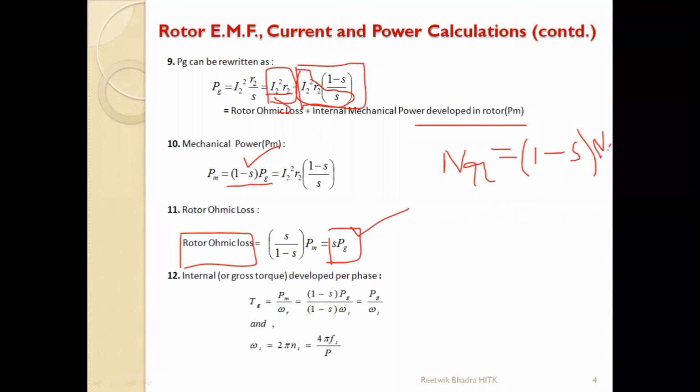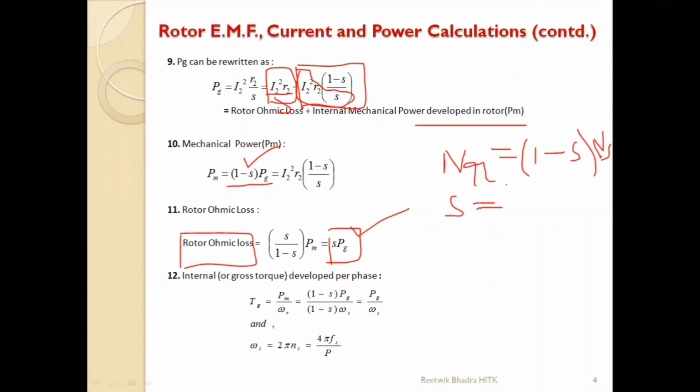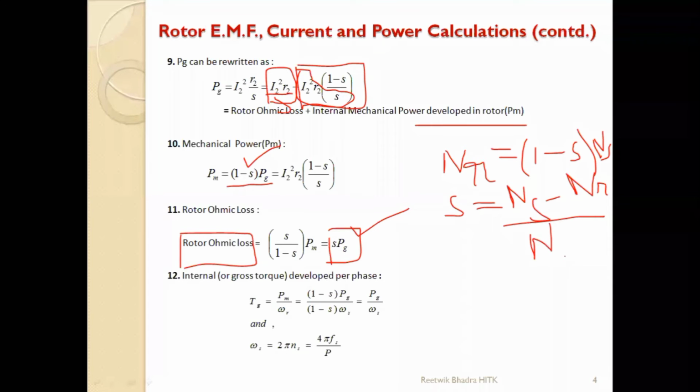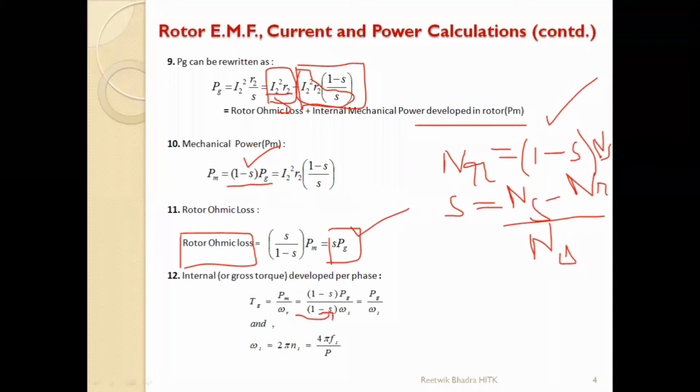Slip is written as what? Slip is written as NS minus NR by NS. From here you can calculate your NR: SNS equals NS minus NR. Bring it on the other side, NS minus SNS is equal to NR. So take NS common, 1 minus S. So NR is nothing but 1 minus S into NS. Similarly, omega R can be written as 1 minus S into omega S. So instead of omega R, we will write omega S. Okay. So this 1 minus S cancels out.